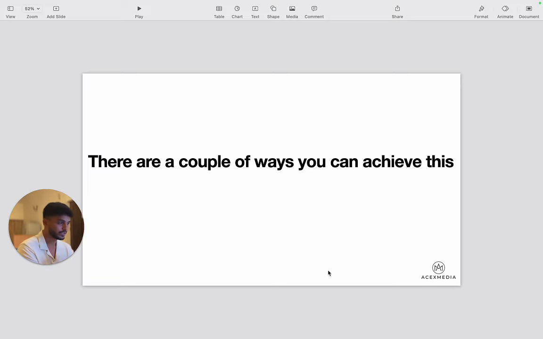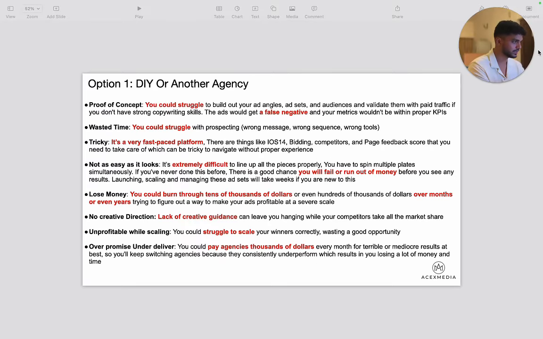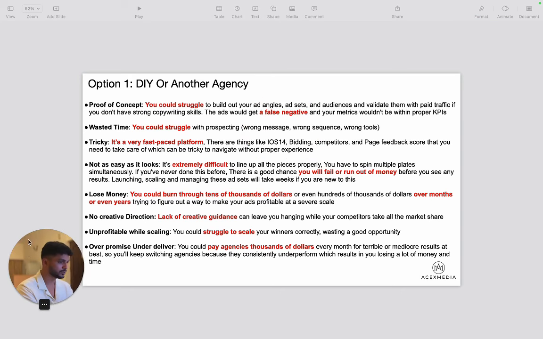And there are a couple of ways you can achieve this. So the first option you have is you can do it yourself, or you can hire another agency. Now, if you choose to do it yourself, or if you choose to hire another agency, the thing with the agency business model is that it's a very low entry business. So the barrier of entry is pretty low, but the upsides are huge. So everyone wants to start an agency, and you have thousands of agency owners here.